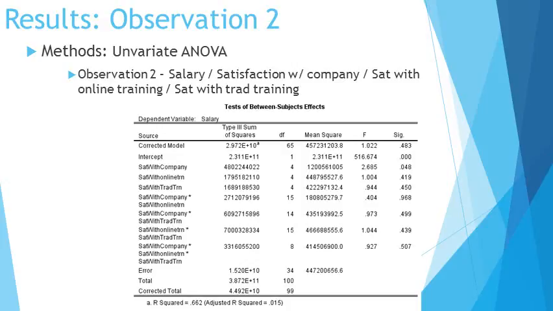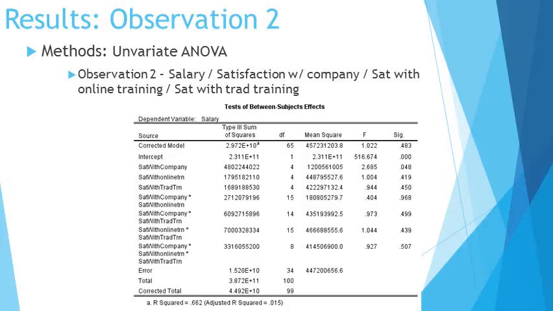In running a univariate ANOVA, we try to find a relationship between satisfaction levels with the company, with online training, or with traditional training and salary. From this data, we will discuss the only item that appears to be statistically significant. With an F ratio of 2.685, which of course is greater than the required 1.0, and a significance value less than 0.05, we can infer that there is a relationship between satisfaction with the company and salary.